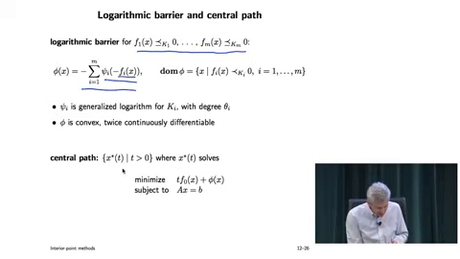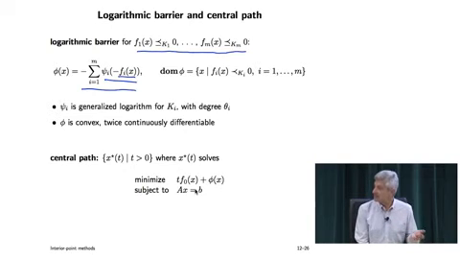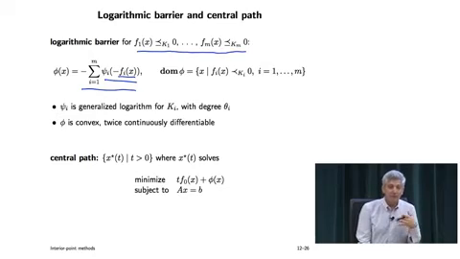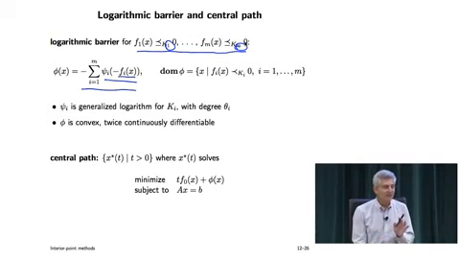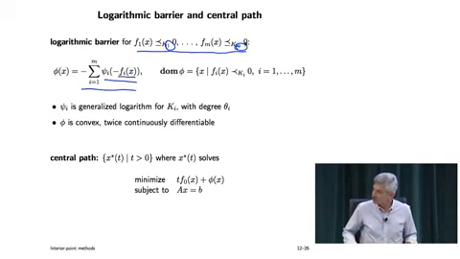The central path is then simply this. It is the set of minimizers of t f0 plus phi of x subject to Ax equals b. That's the central path. So it's identical. It's the same thing. And it properly generalizes, in that if these were all simply R plus, then this would reduce to what we have already seen.